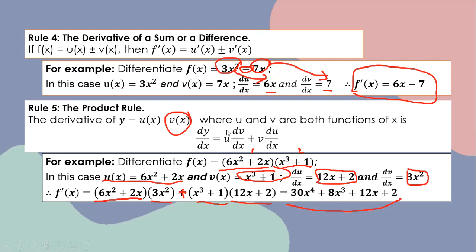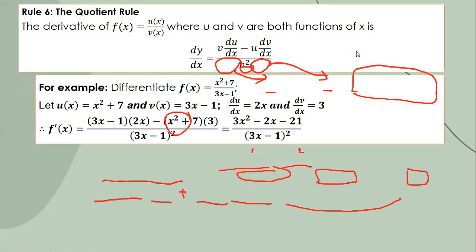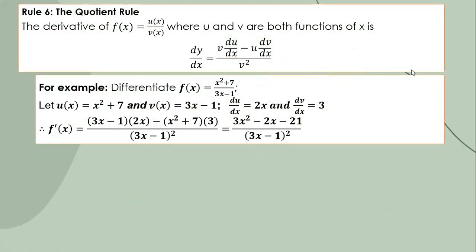So that's it for the product rule. Kung meron tayong product rule, meron din tayong, of course, the quotient rule. So, paano yung quotient rule? We got for the derivative of f of x, merong function sa numerator, tapos merong function sa denominator. That is the quotient.